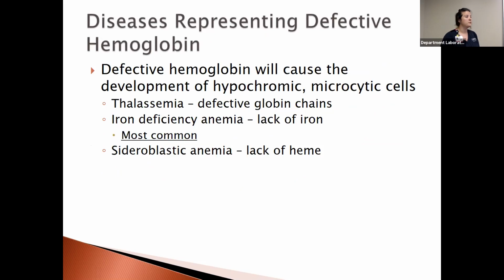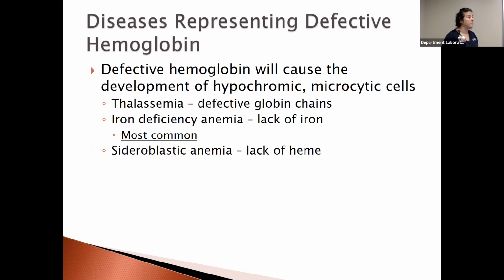So some of our anemias: what happens if you have a defective globin chain, or maybe the absence of some of our globin chains? That will result in thalassemia. What if you have the lack of iron, which is a very common anemia here in the United States? That will result in iron deficiency anemia.